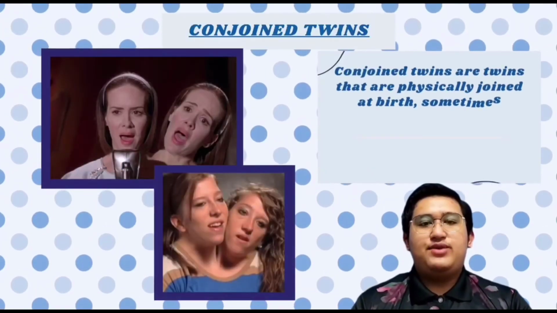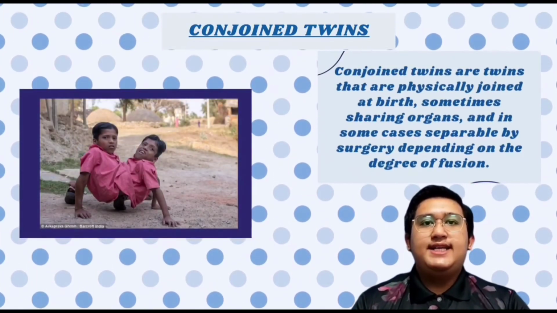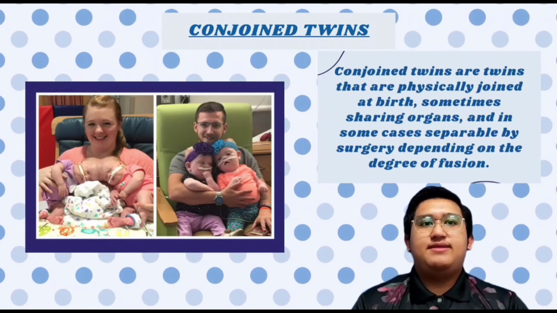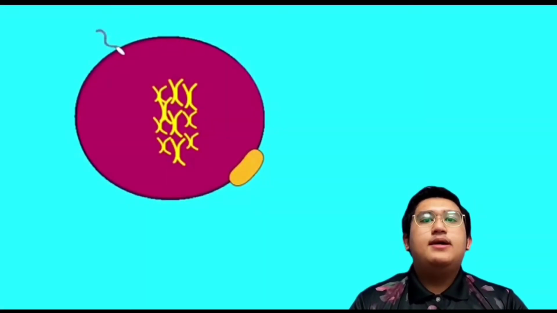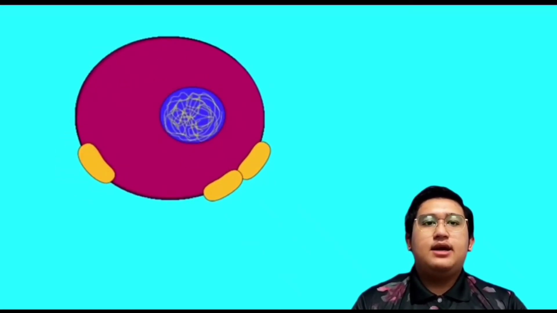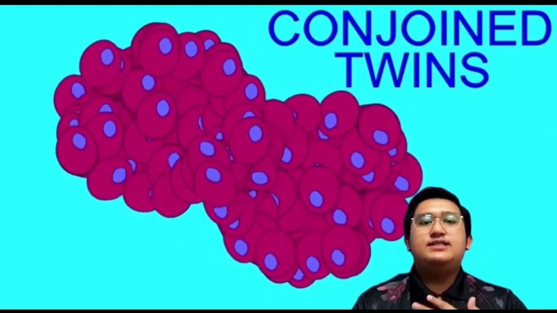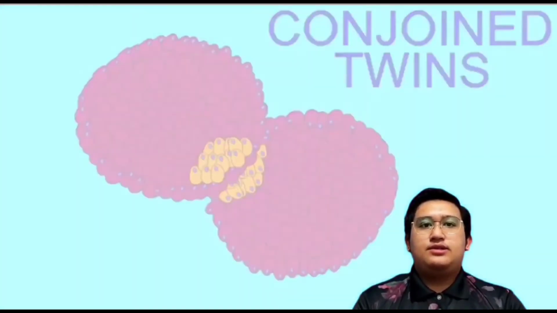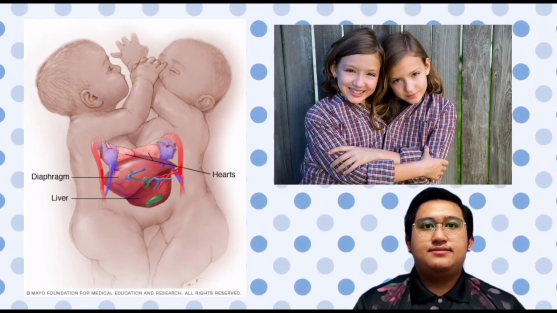Conjoined twins are twins that are physically joined at birth, sometimes sharing organs, and in some cases separable by surgery depending on the degree of fusion. Conjoined twins develop when the division of the embryo in identical twins is incomplete, which leads to the fusion of some of the physical parts such as the chest, abdomen, or buttocks. Sometimes they also share one or two internal organs.